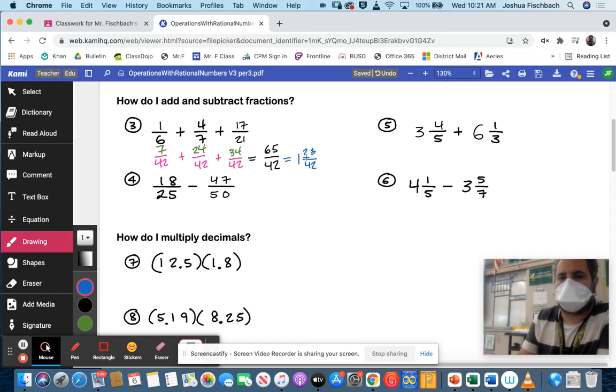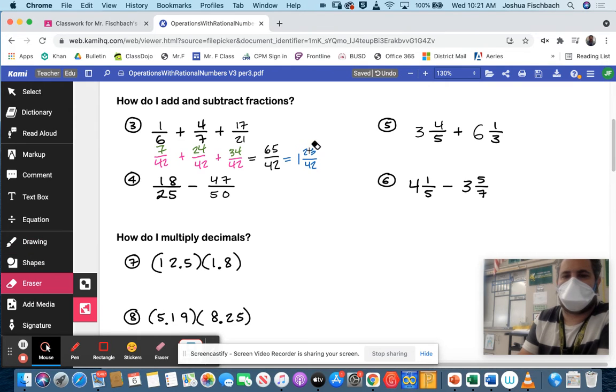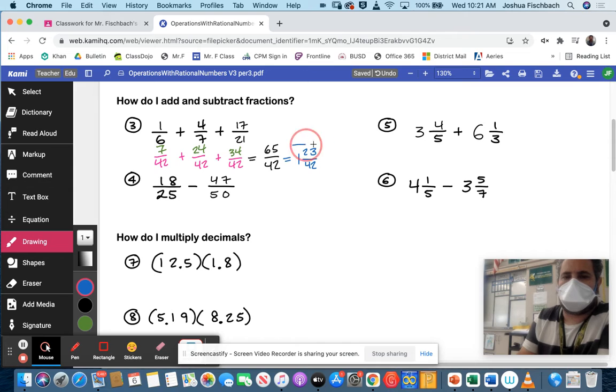Ask yourself, can you simplify this ratio? And the answer is no, you cannot. So then you are done. All right, so the correct answer for number 3 is 1 and 23 42nds, and that's the process. So common denominator, add the tops, keep the bottom the same, then simplify.